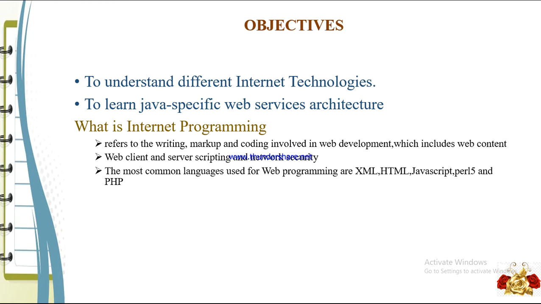First of all, I have to know what is Internet Programming. Internet Programming refers to the writing and markup and coding involved in web development, which includes web content, the web client and the server, scripting and network security. For website designing, the most common languages used for web programming are XML, HTML, JavaScript, PHP and Perl, etc.